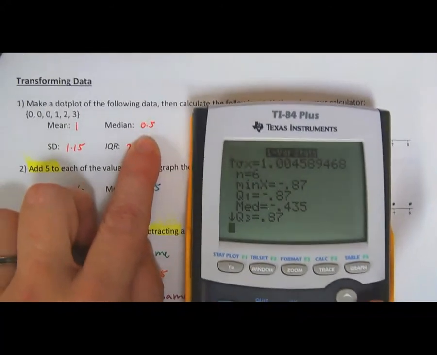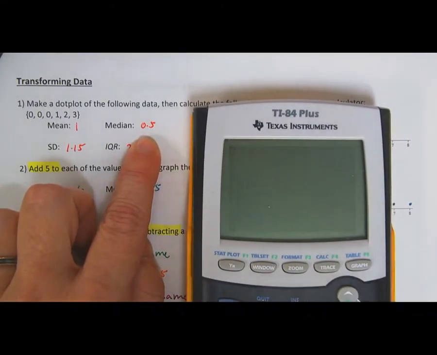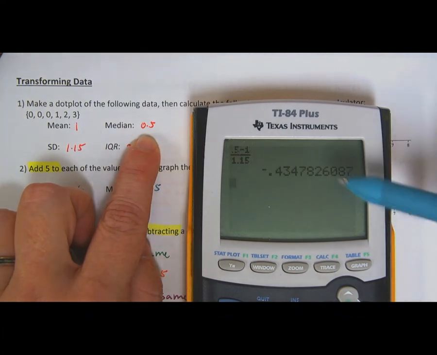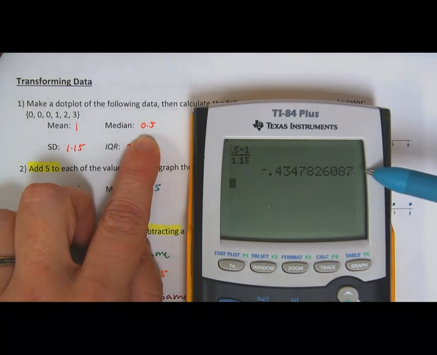Let me prove it to you. Grab your calculator. Take the original median. Open a fraction template. Take that original median, and since it's affected by subtraction and addition, we're going to do the same thing we did at the bottom of the page when we standardize, which is subtract the original mean, divide by the original standard deviation, because it's also affected by division, and sure enough, that's how that new median is calculated.